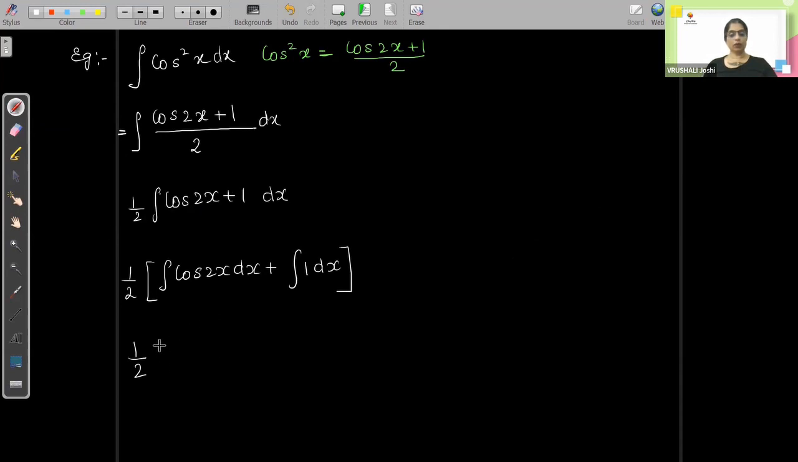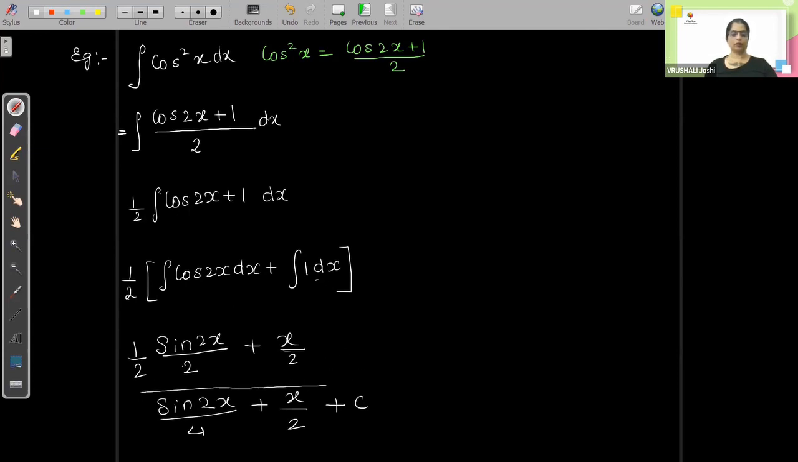Correct? This is equal to cos x का derivative आएगा sin 2x divided by the derivative of 2x, d by dx of 2x will be 2, plus इसका डेरिवेटिव आएगा x, so your final answer will be sin 2x by 4. देखो हाफ इसको भी लगेगा, correct, this half is applicable for this one as well, so we put it here plus x by 2 plus c, correct, so this becomes your final answer. Perfect.